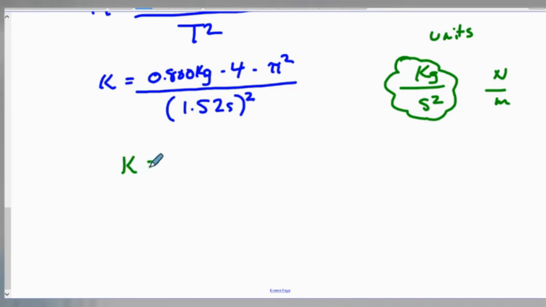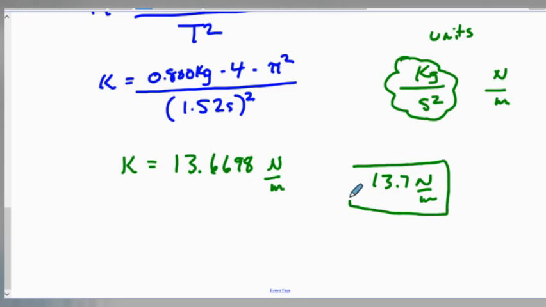So we see that k is going to be, and I'm seeing 13.6698. And I'm not going to say kilograms per second squared. I'm going to say newtons per meter, or 13.7 newtons per meter if I round that off to 3 significant digits.